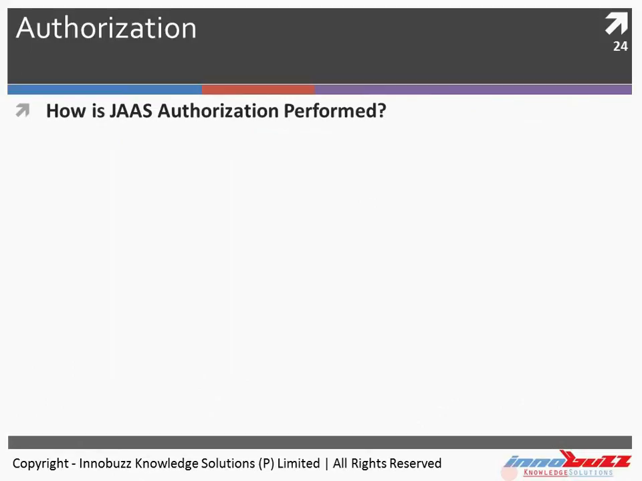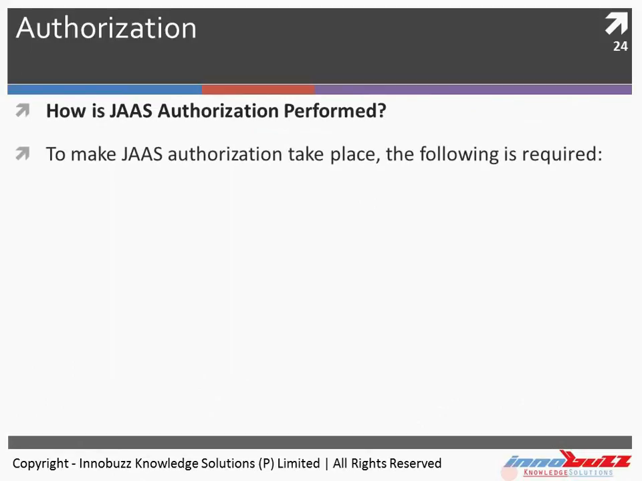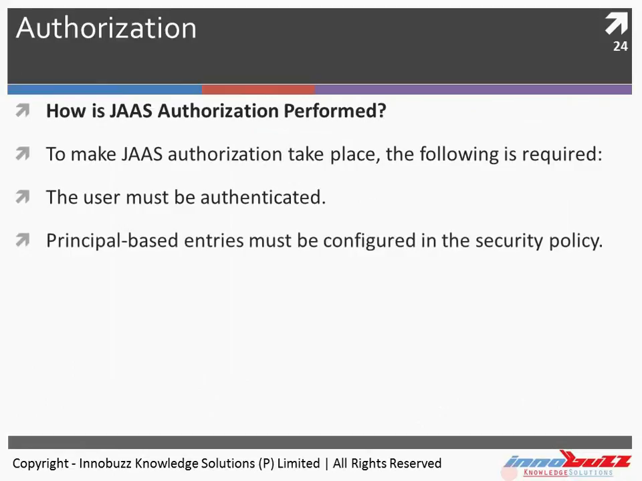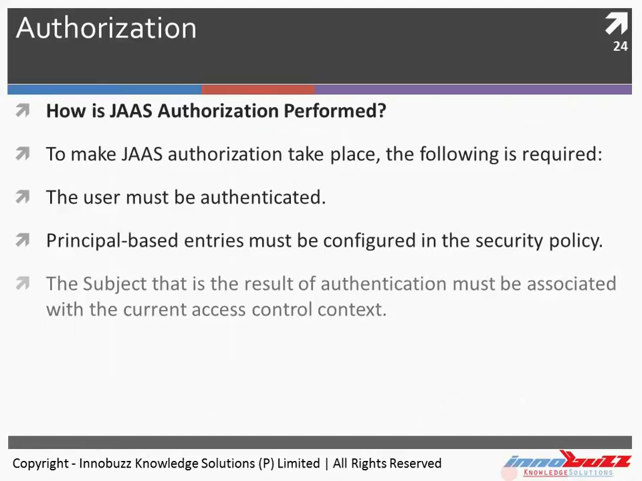How is JAAS authorization performed? To make JAAS authorization take place, the following are required. The user must be authenticated. Principal-based entries must be configured in the security policy. The subject, that is the result of the authentication, must be associated with the current access control context. So this was the complete picture of Java Authentication and Authorization Service.